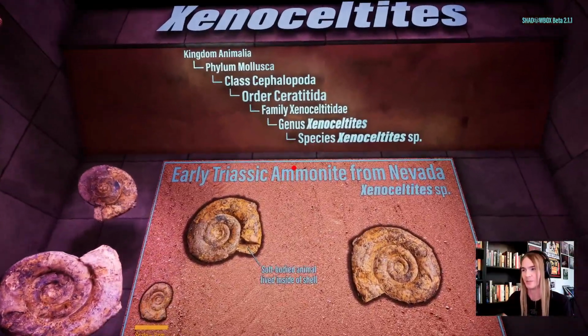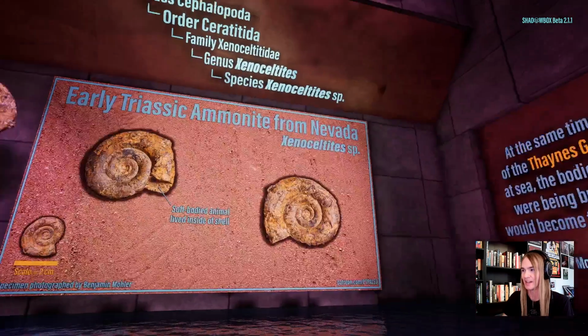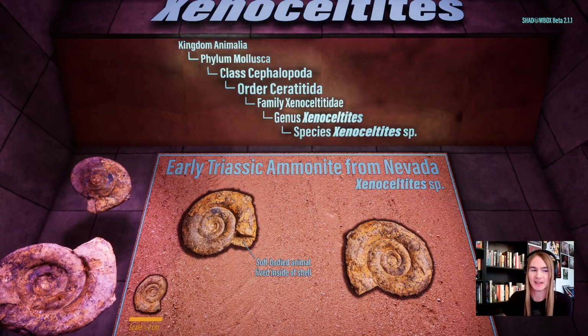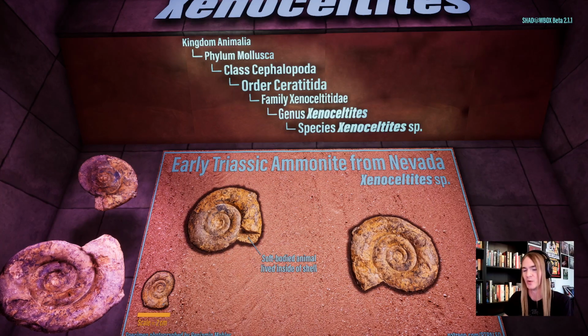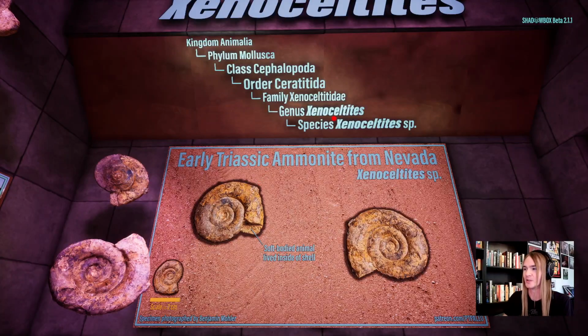So if we go up here to the family tree, the genus Xenoceltites, we do not have an exact species on this. There are several species of Xenoceltites that have been described previously, and this is definitely one of them, but which one is not necessarily known. So Xenoceltites is nested within a family of which it is the namesake, Xenoceltidae. And within that, it's in the order Ceratophyta, in the cephalopods of the mollusks, and in the kingdom Animalia. So this means that it's an animal. Within the animal family tree, it's a mollusk.